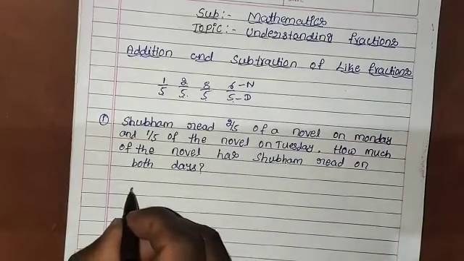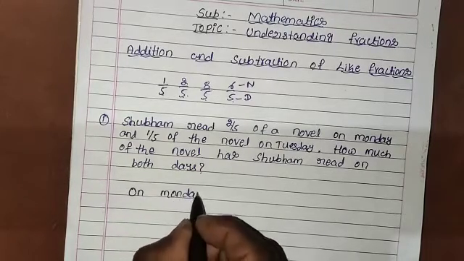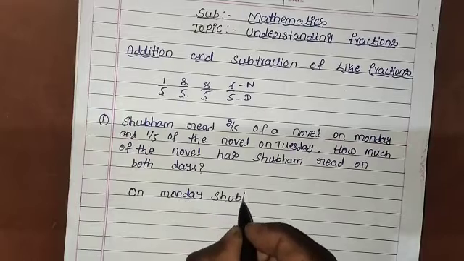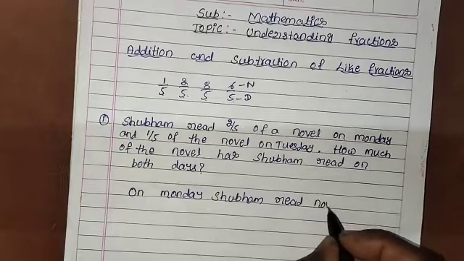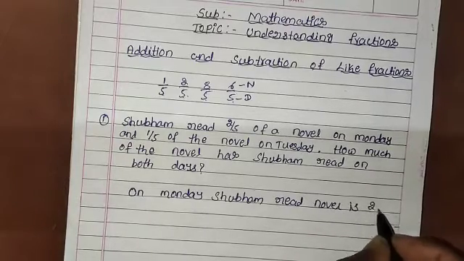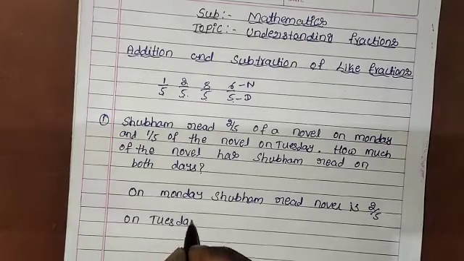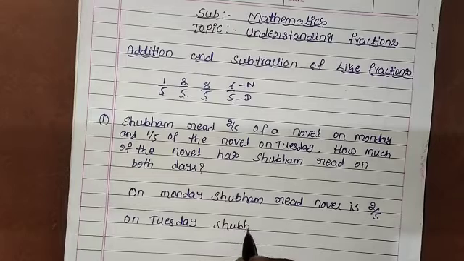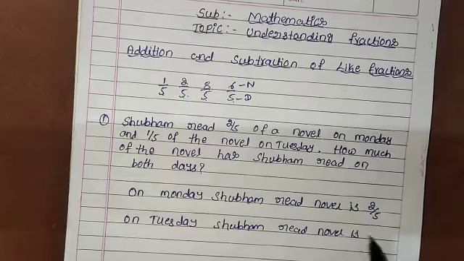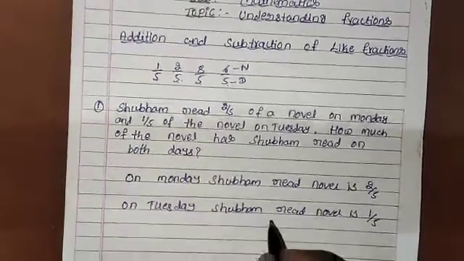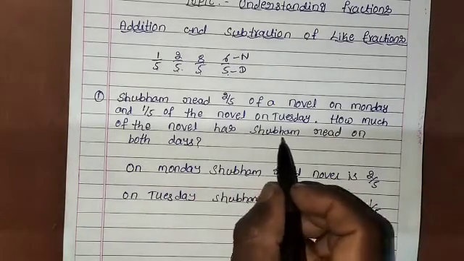How to solve the problem? Let's see how to add the two fractions. On Monday, the part of the novel Shubham read is 2 by 5. On Tuesday, the part of the novel Shubham read is 1 by 5. Now we have to find out the total, how much of the novel Shubham has read.